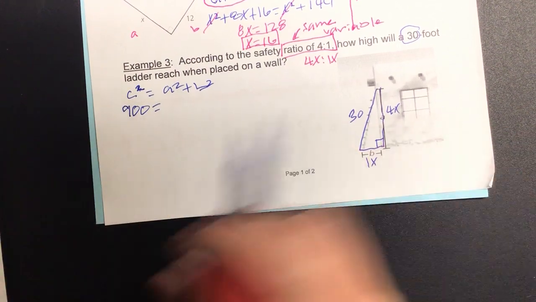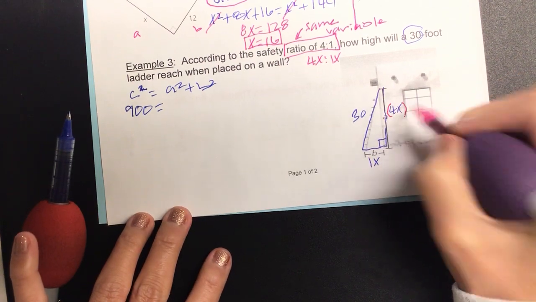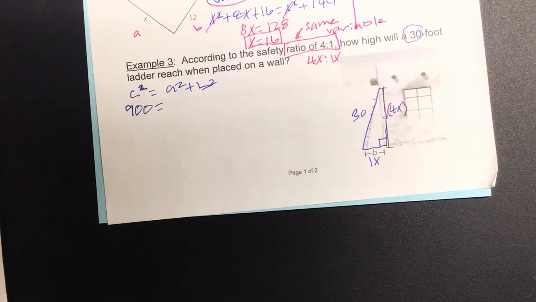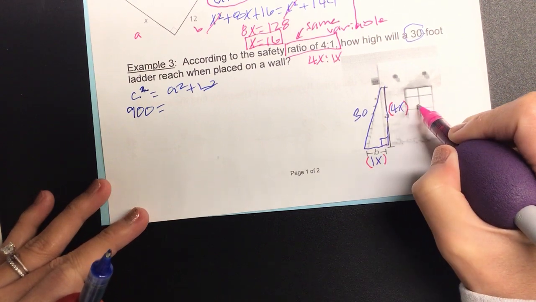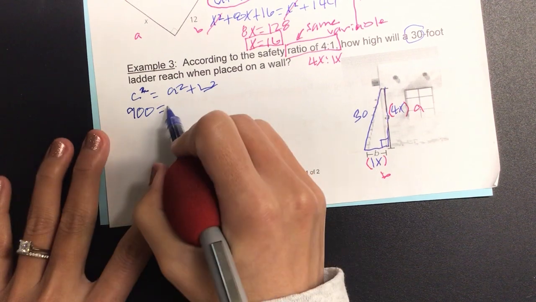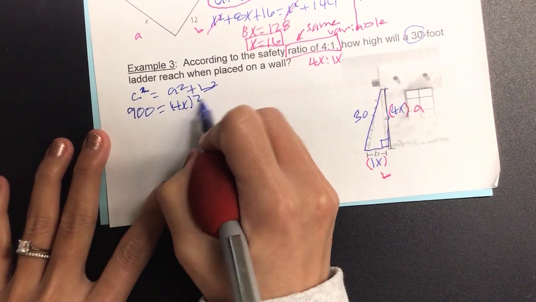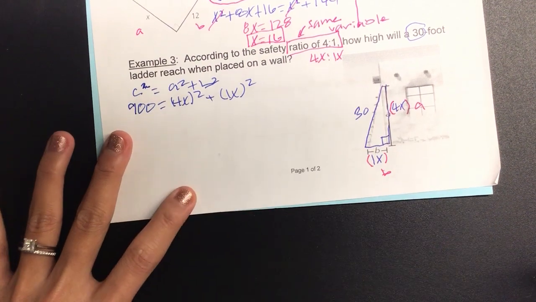And then my A is going to be 4x. But because I have more than one component, I'm going to put that in parentheses. Maybe I'll put this one in parentheses too, even though we have understood 1. So I'm going to call that A and B. So we have 4x, quantity squared, plus 1x squared.